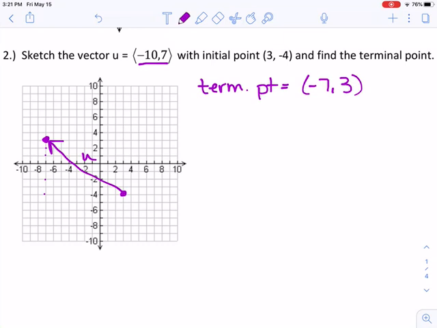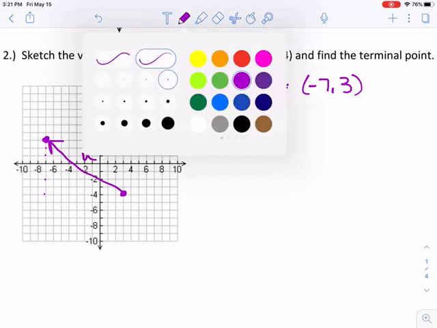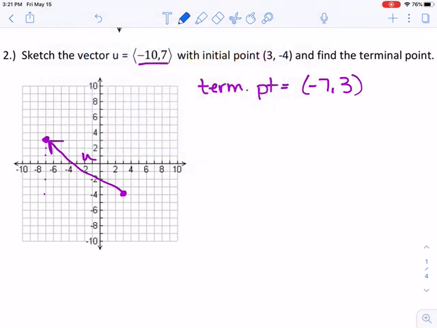But let's say that I didn't want to graph it. If I didn't want to graph it, then I know that the vector negative 10, 7 is made up of, I know my x sub 1, I don't know my x sub 2. So I could take x sub 2 minus 3. Same thing for my y's. I don't know my second y, my y sub 2, minus a negative 4, but I do know my first y is negative 4.